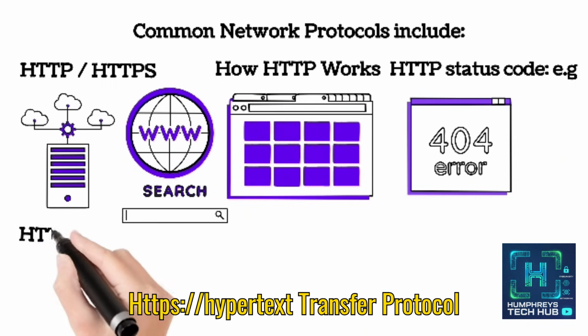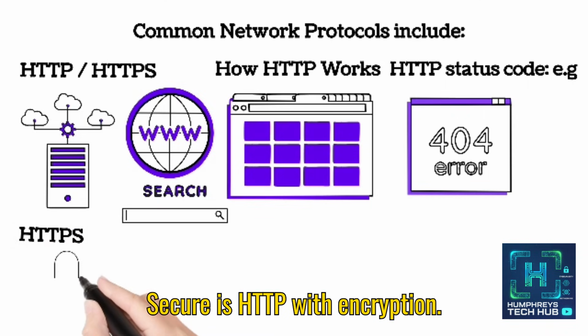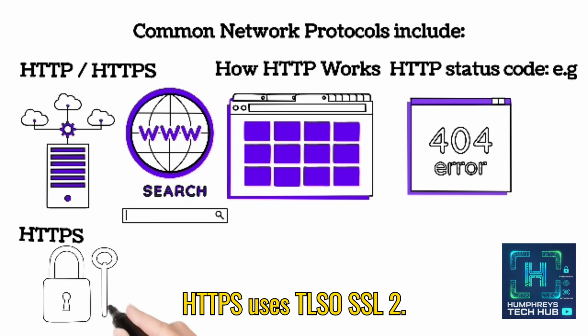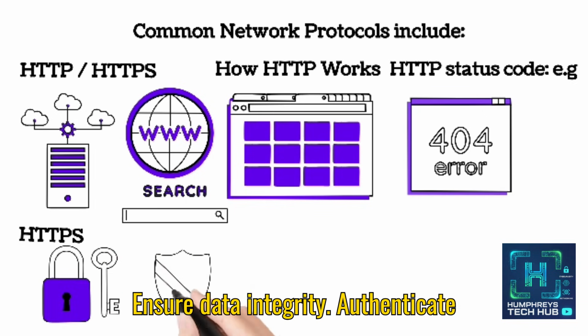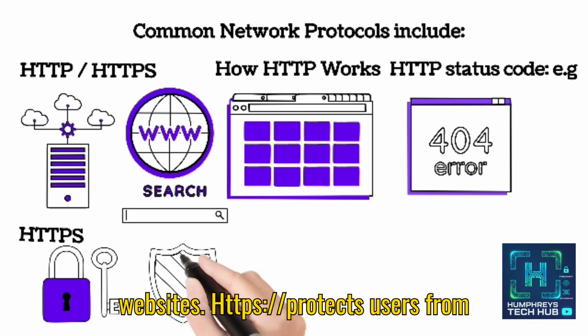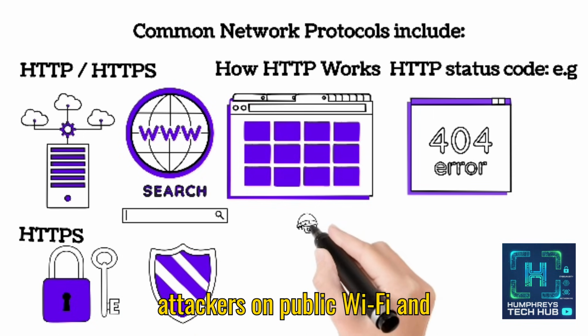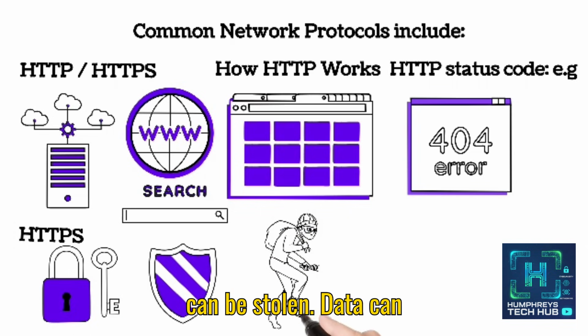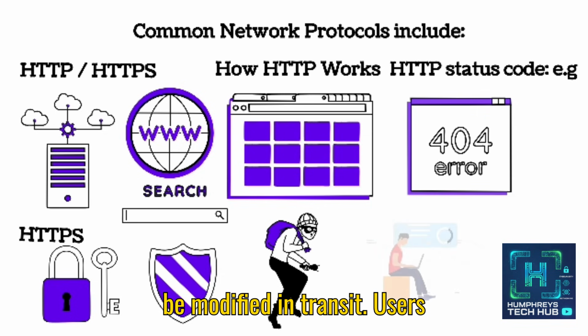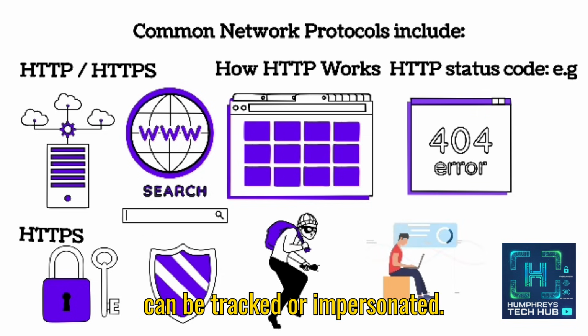HTTPS, Hypertext Transfer Protocol Secure, is HTTP with encryption. HTTPS uses TLS or SSL to encrypt data, prevent eavesdropping, ensure data integrity, and authenticate websites. HTTPS protects users from attackers on public Wi-Fi and the internet. Without HTTPS, passwords can be stolen, data can be modified in transit, and users can be tracked or impersonated.